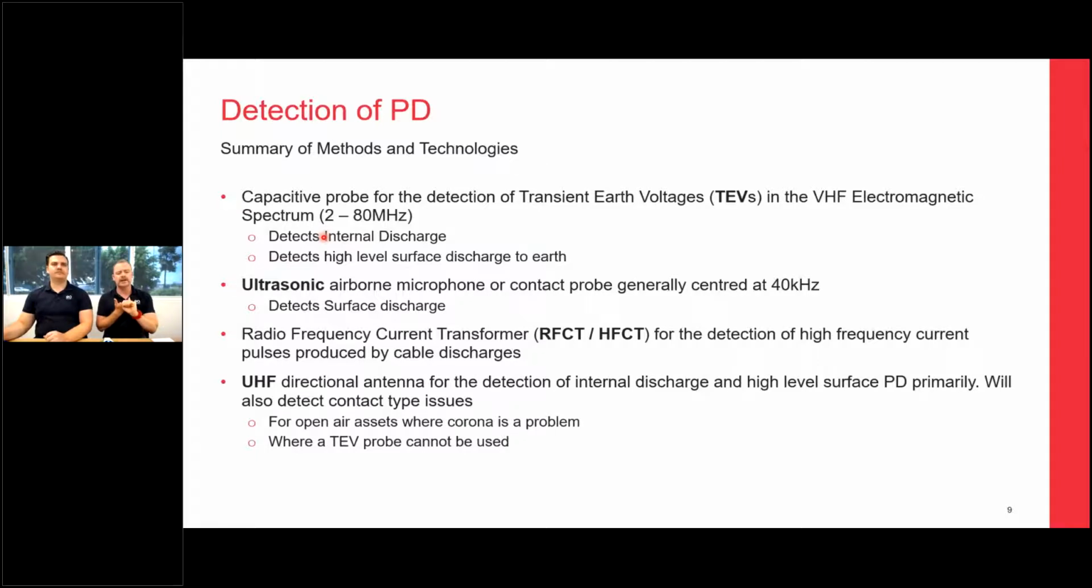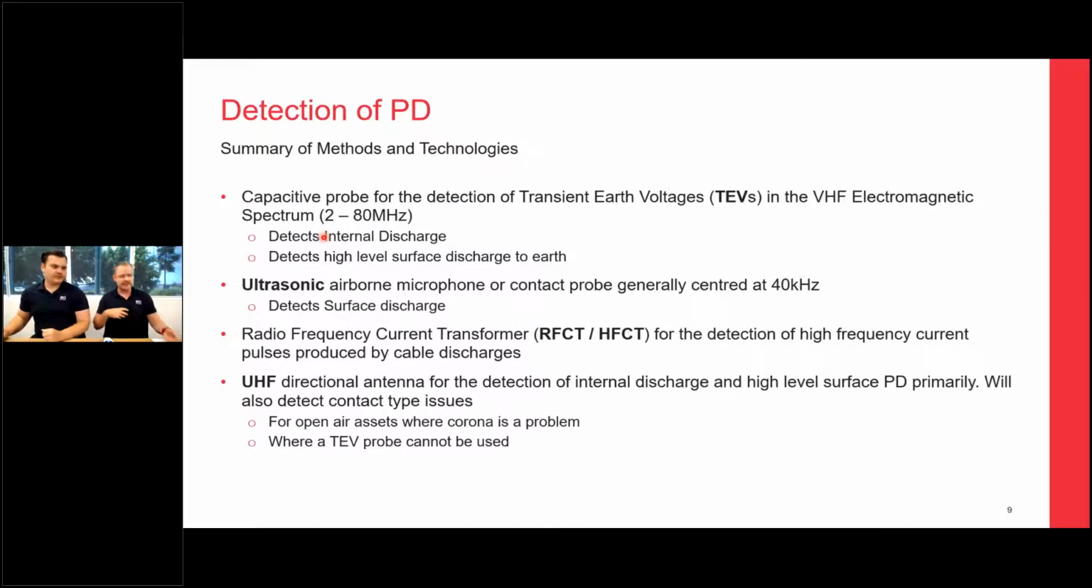The third one is using an RFCT or a HFCT to detect high frequency current pulses that are produced by cable discharges. I've just had a question come through. What's the difference between an RFCT and a HFCT? The answer is it's basically just the letter at the start. RFCTs and HFCTs do the exact same thing. Thomas has one here. It's just in the naming convention.